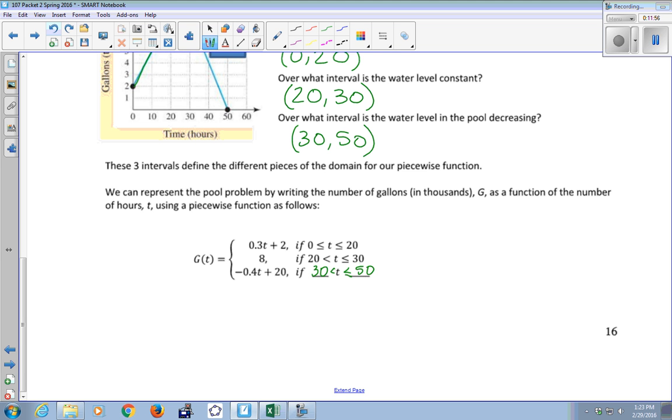All right, so that's an example of a piecewise function. We need 3 different formulas because the pool is doing 3 different things.